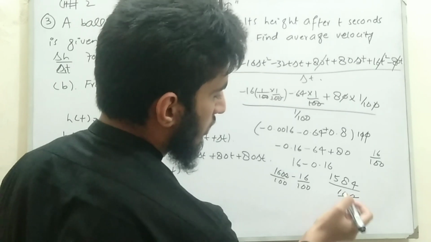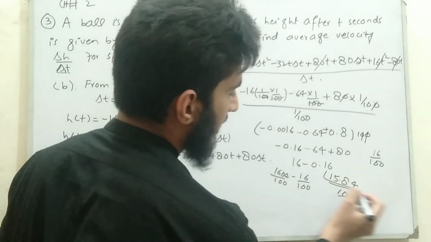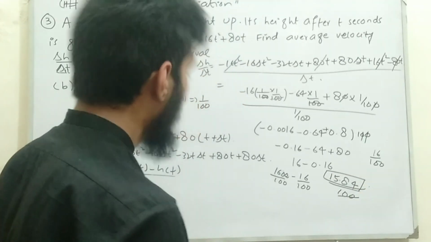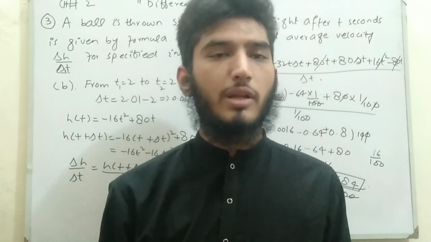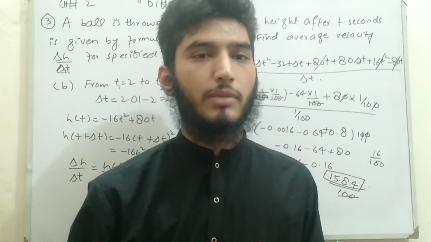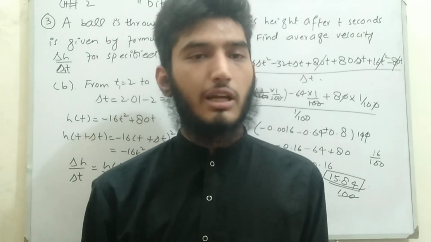Cancelling the two zeros, the decimal point comes over here. So the required result is 15.84 for part number B of question number 3. These questions are very easy, and the simplification of these questions is a little bit difficult. So this is not a very difficult question.